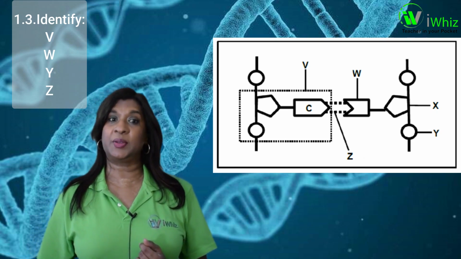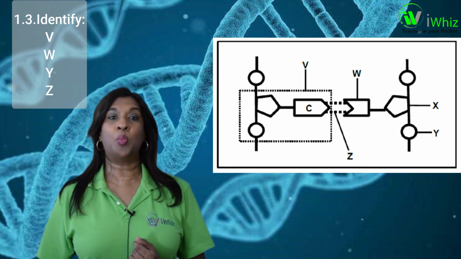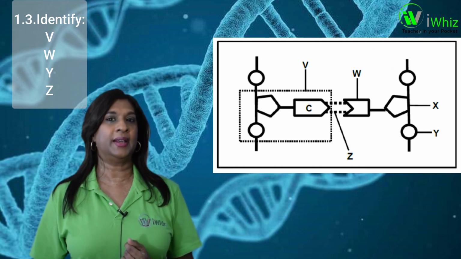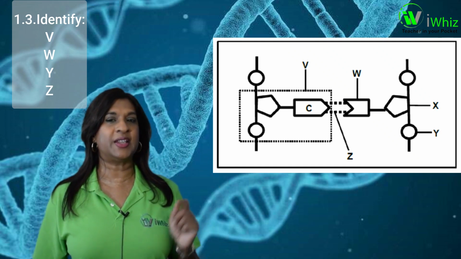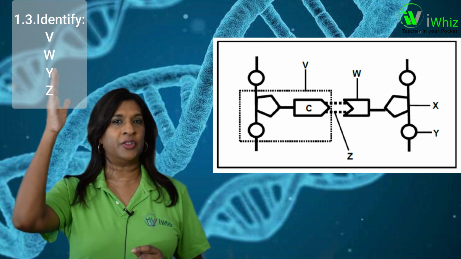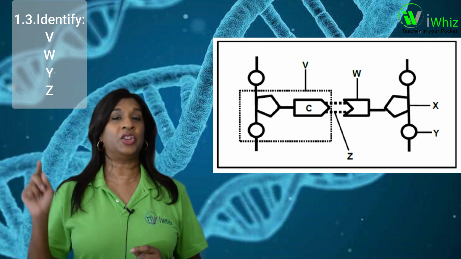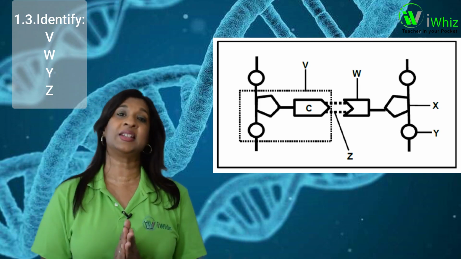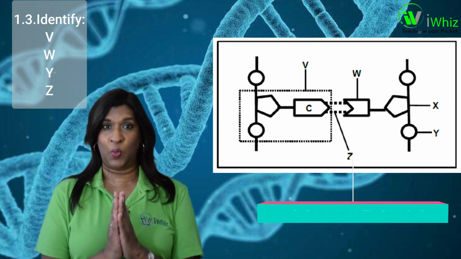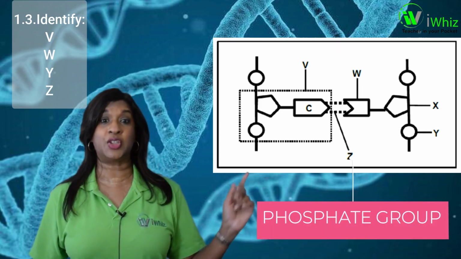The next one, identify molecule Y, right? So molecule Y, you can see, is on the sort of backbone of your DNA strand, and you can see it's represented by a little circle. So that molecule Y is a phosphate group.